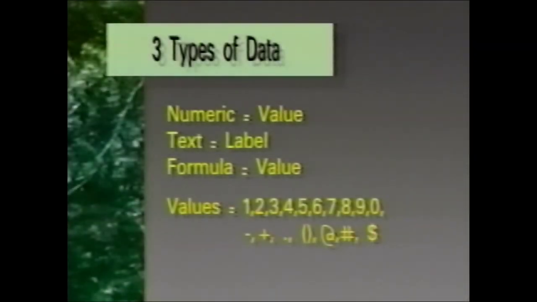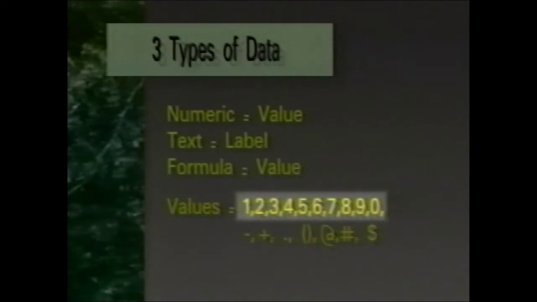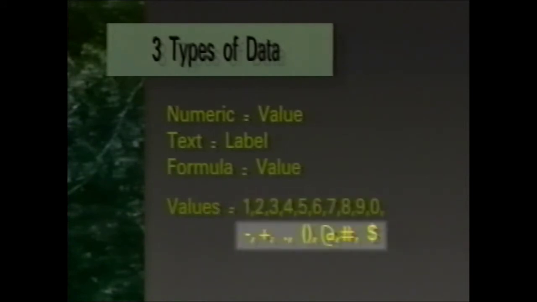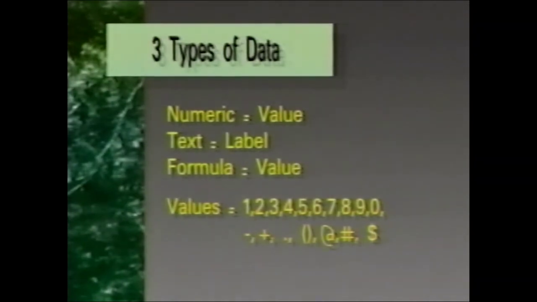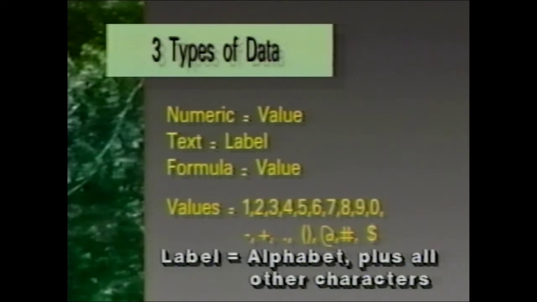The 1, 2, 3 program determines whether an entry is a value or a label by the first character of the entry. Values begin with a number or a special character, such as a plus, minus, period, parentheses, @ symbol, pound sign, or dollar sign. If an entry begins with any other character, it is treated as a label. Labels can be up to 240 characters long and include titles, headings, and notes.